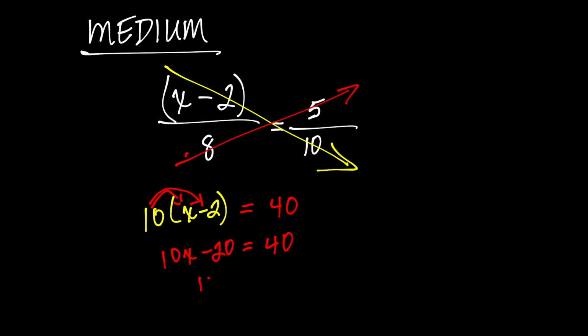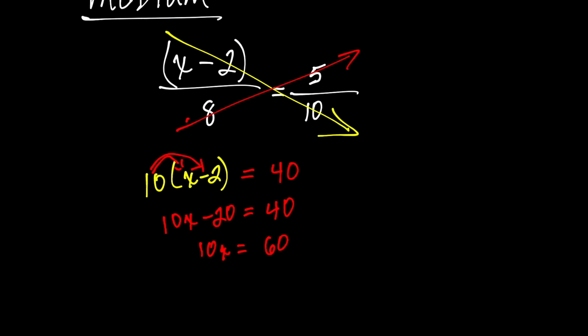And then add 10x on each side. I'm sorry, add 20 on each side. 40 plus 20 is 60. And then divide both sides by 10. So divide by 10 here, divide by 10 here, to get x equals 6. So that's one way of doing these.